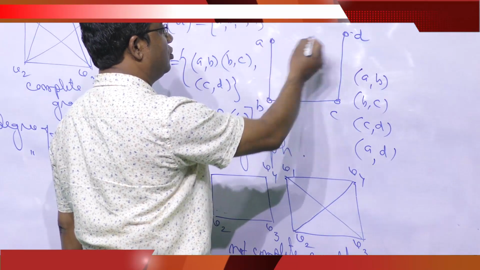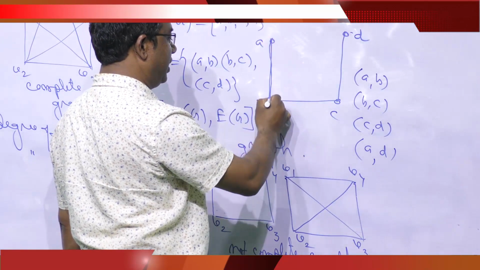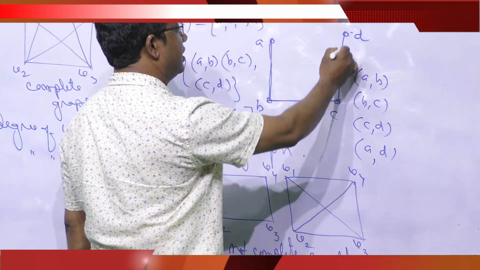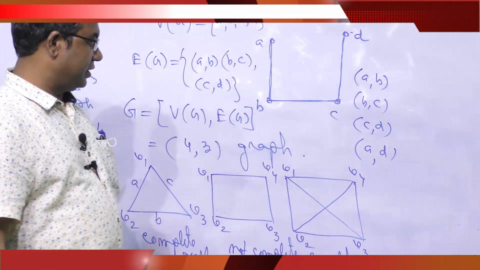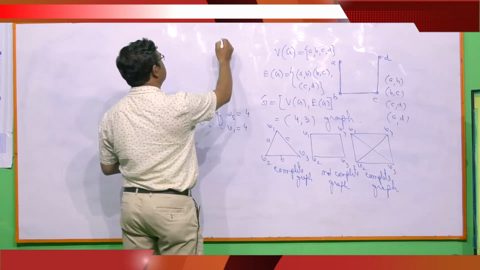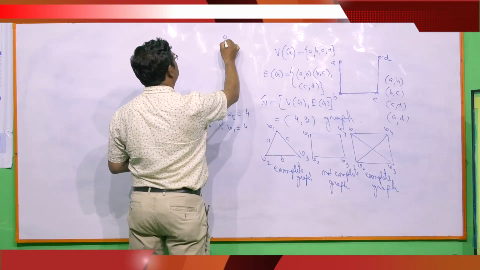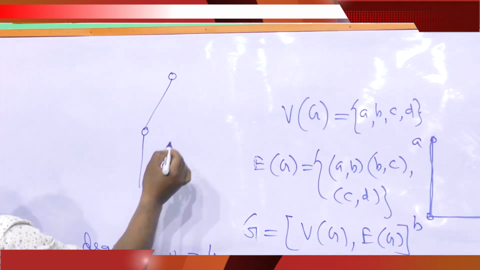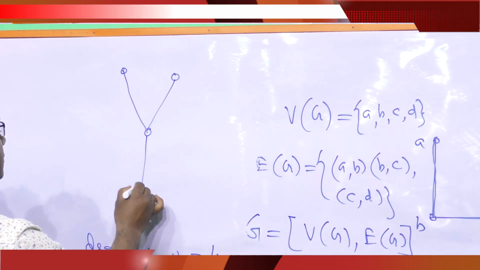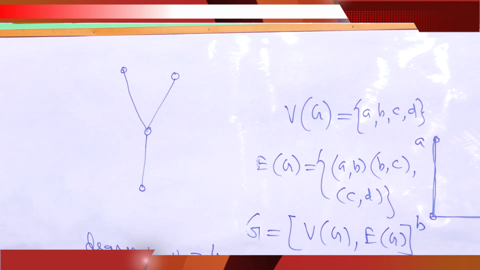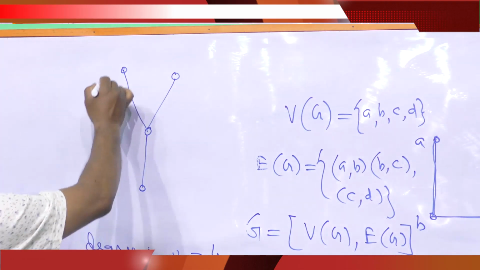We can go from A to D by going in this way. So there is a path. So this is connected. Suppose... so this is also connected.